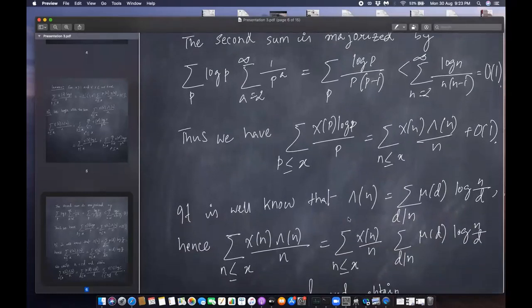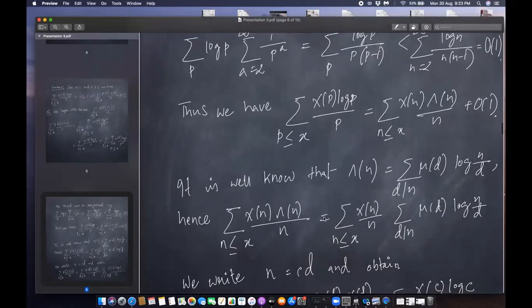Now, it is also well known that the Mangoldt function can be written like this as a divisor sum, where the sum runs over all the divisors of n. Mu of d is the Möbius function. So yes, it is well known that this is equal to this.